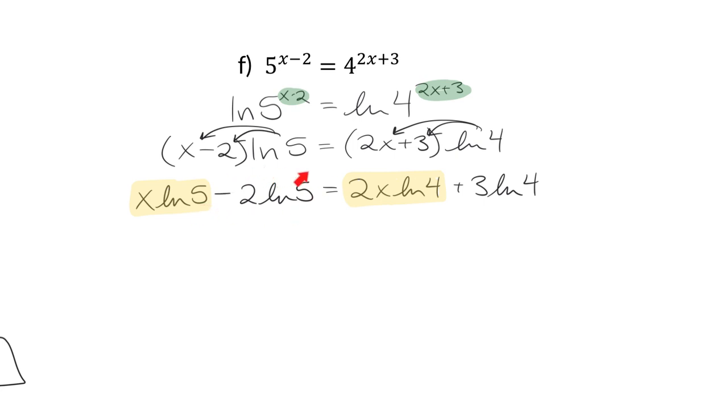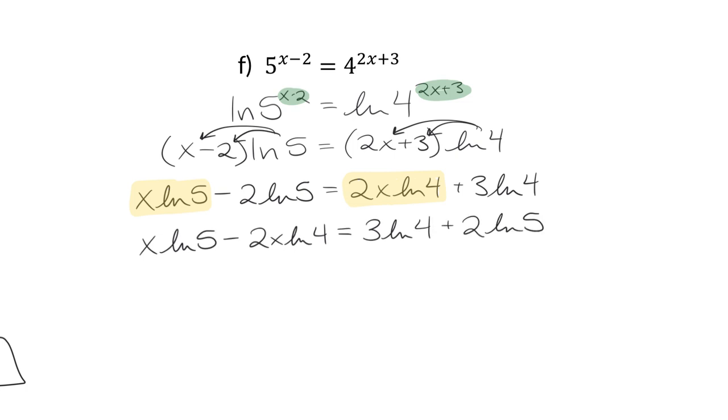And then since this doesn't have an x, I'm going to move it to the other side. This is just inverse operations. If this was positive 2x natural log of 4 on the right side, when I move it over, what will happen? It will become negative, correct? So this is now x natural log of 5 minus 2x natural log of 4. And when I take that 2 natural log of 5 and I move it to the other side, what does it become? Positive. So now I have 3 natural log of 4 plus 2 natural log of 5.